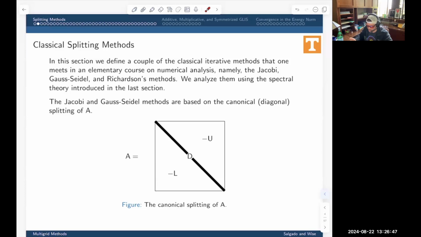Now, the reason why we do this is historical. We usually take that minus U and throw it onto the right-hand side where it acquires a plus sign. This is a minor annoyance to me because it differs from what I wrote in my textbook on numerical analysis, but just keep that in mind. The strictly upper triangular part is designated as minus U, strictly lower is minus L, and the diagonal part, thankfully, is not minus D, but just D. So Jacobi and Gauss-Seidel are based on this canonical splitting diagram.